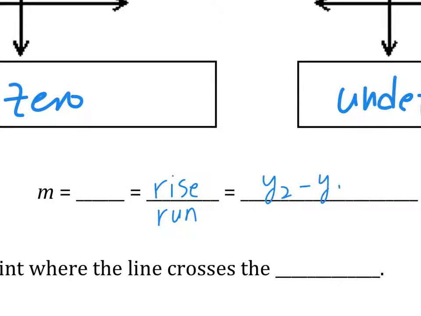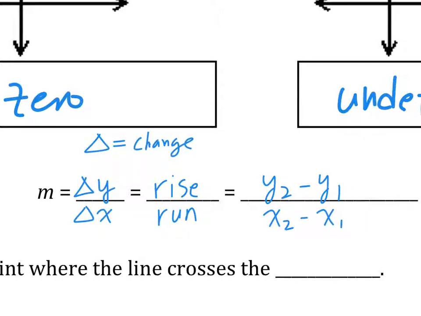y2 minus y1 over x2 minus x1. So that's the formula to find slope. The next thing, you may not have known this, but it's basically the change in y over change in x. The triangle is Greek letter delta, so this means change. So delta means change. So it's the change in y direction over the change in x direction.